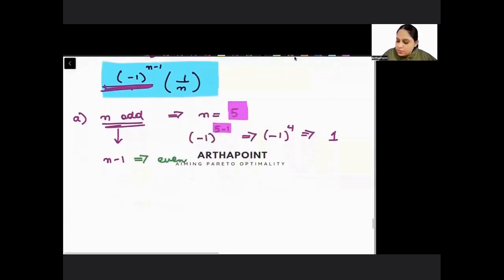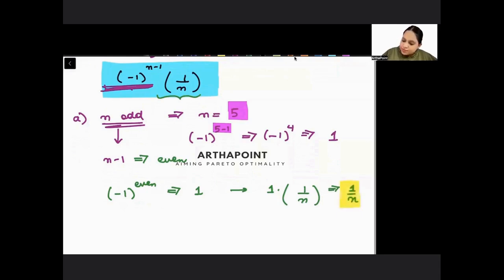And if n minus 1 will become even, then -1 to the power anything that is even will give you 1. So this sequence will become 1 into 1 by n, which means 1 by n. This will be your sequence.